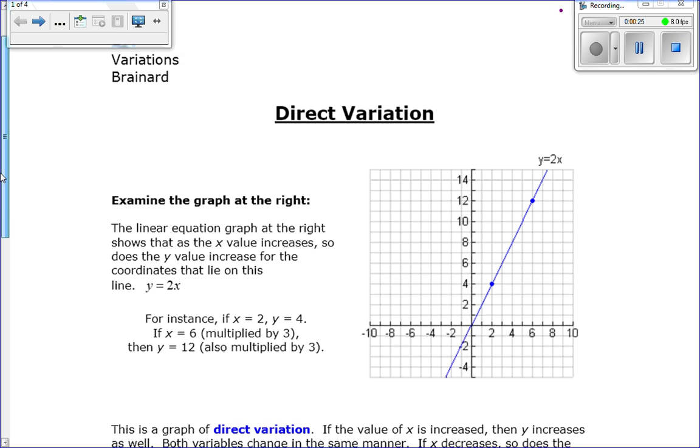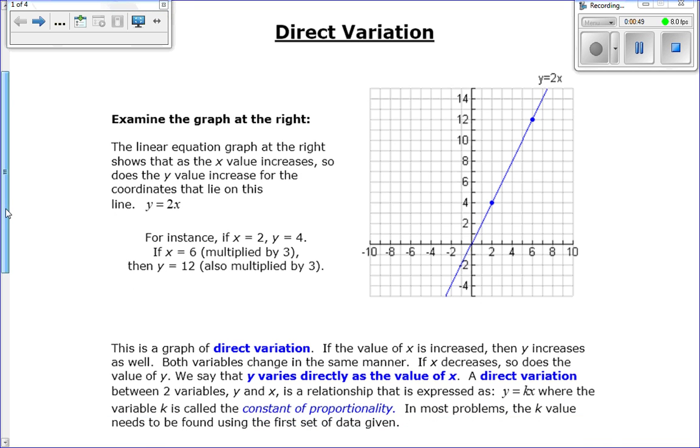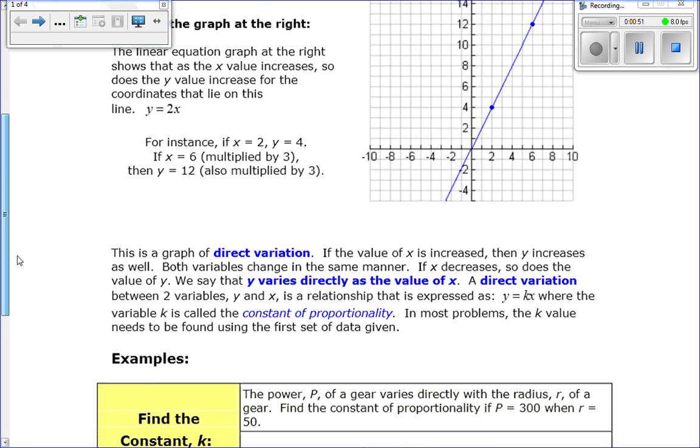So what we have here, examine the graph at the right. The linear equation graph at the right shows that as the x value increases, so does the y value increase for the coordinates that lie on this line y equals 2x. So, for instance, if x is 2, y is 4. If x is 6, multiplied by 3, then y is 12, which is also multiplied by 3. This is a graph of direct variation.